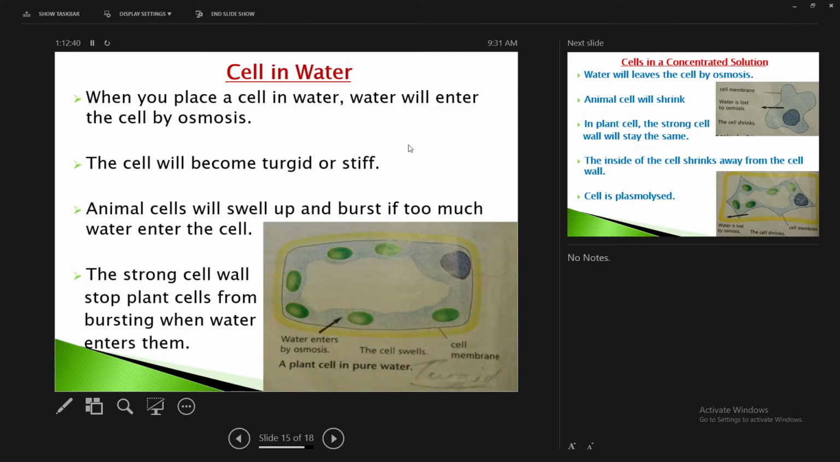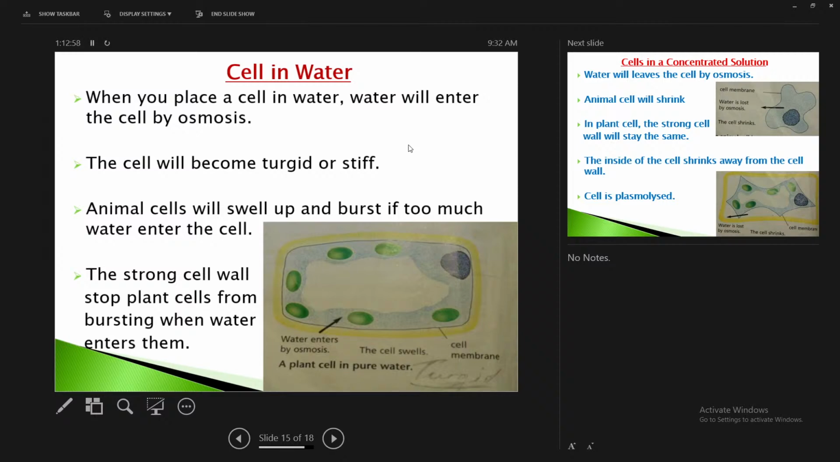So the word turgid basically means the same thing as stiff. So rather than using stiff, you can use the term turgid. Animal cells will swell up and burst if too much water enters the cell.